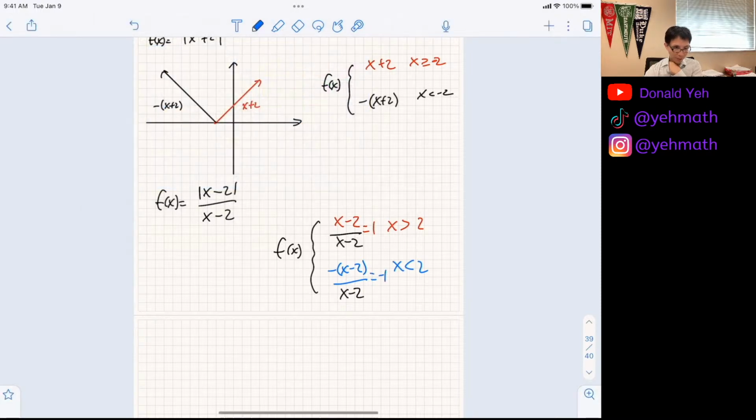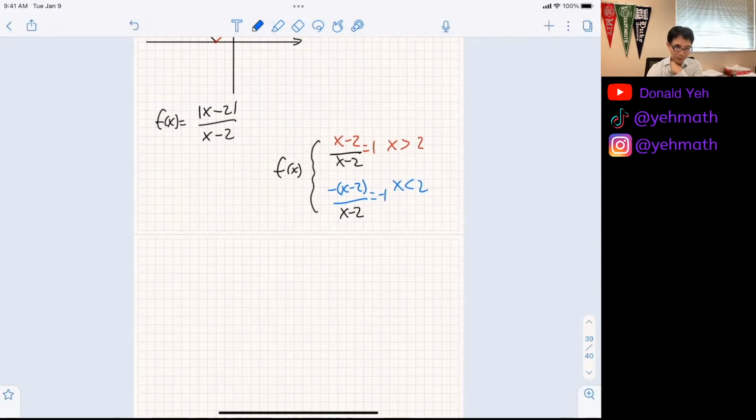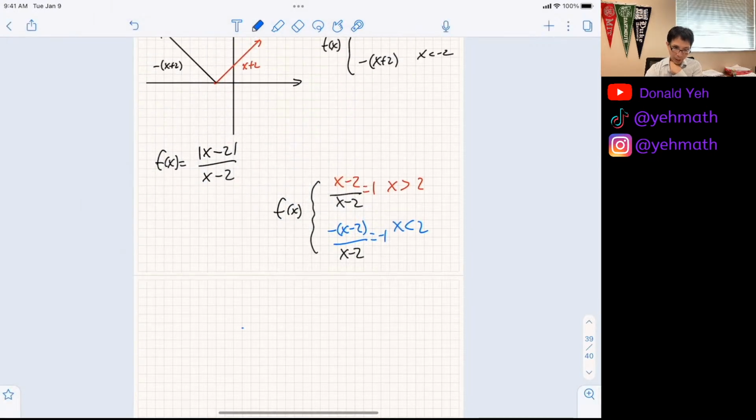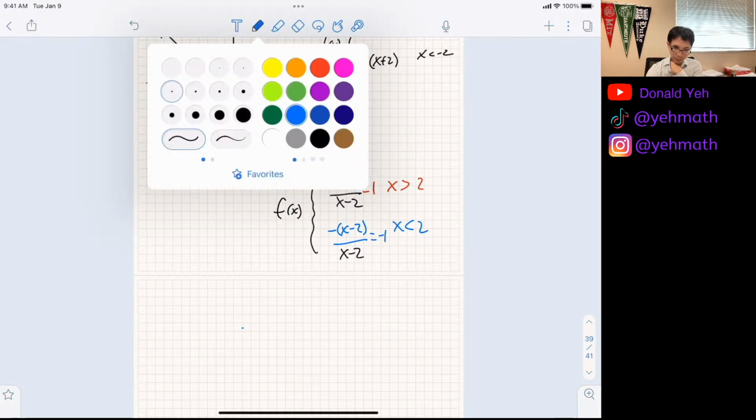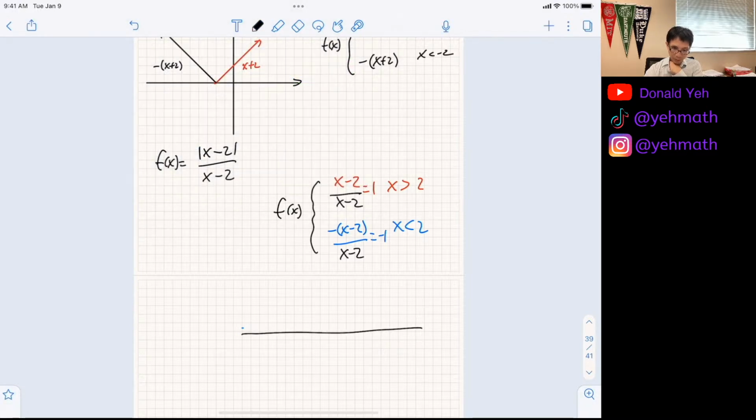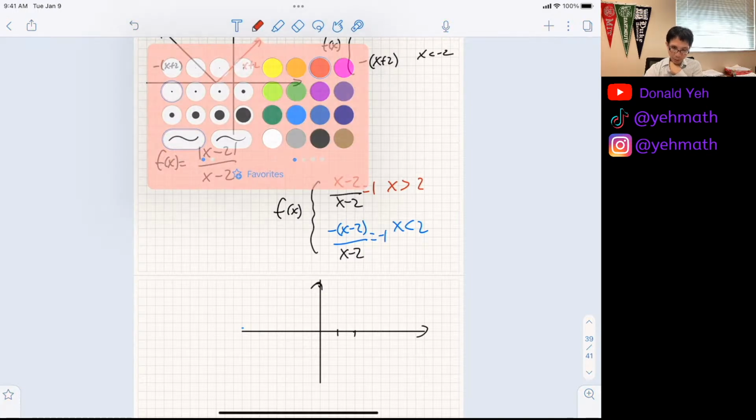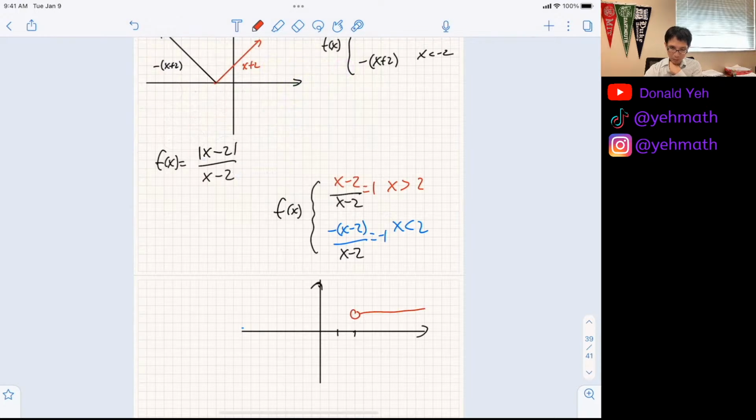Does that make sense? So on the left side of 2, and on the right side of 2, there is going to be an open circle at 1, going this way, and this blue circle is going this way.